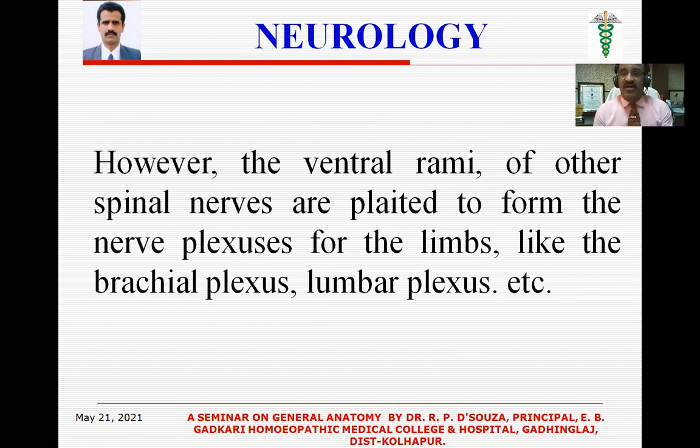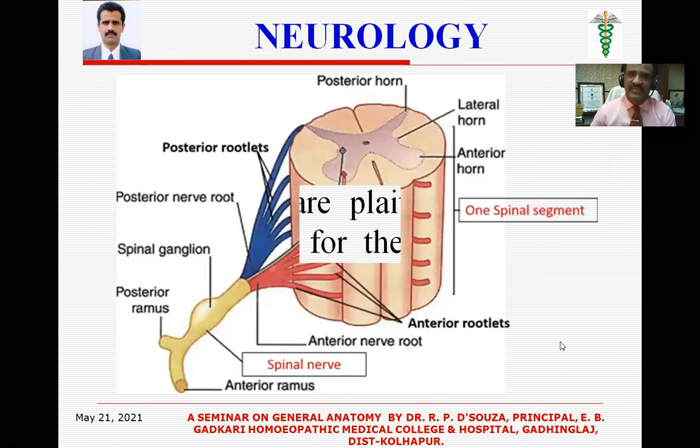The ventral rami of other spinal nerves are plated. We are talking about what we saw earlier in thoracic spinal nerves. So thoracic spinal nerves are meant for the sympathetic ganglia chain. Okay, there is a chain, and the remaining ones form the plexuses: brachial plexus for the upper limb, and lumbar plexus or lumbosacral plexus for our lower limb.